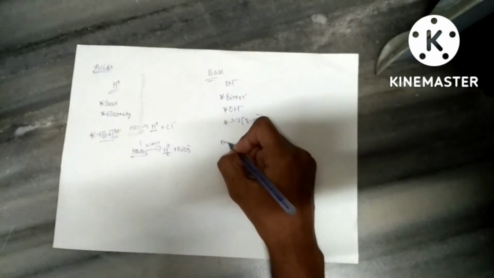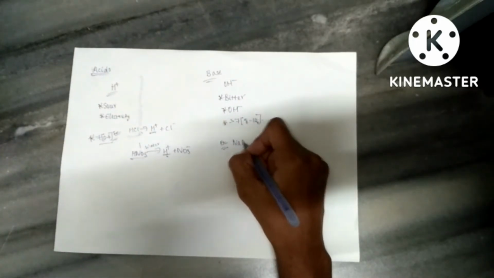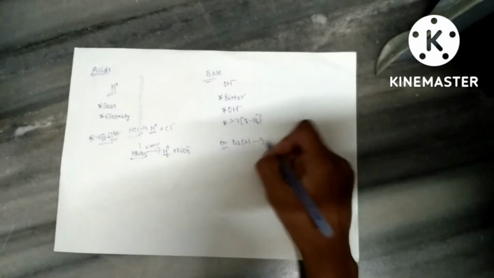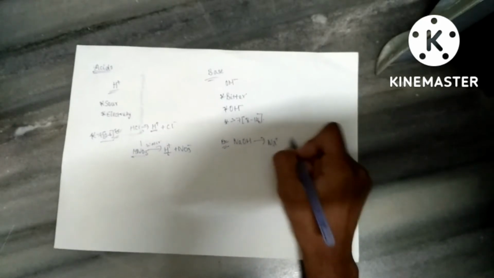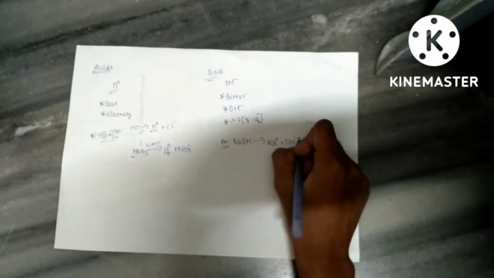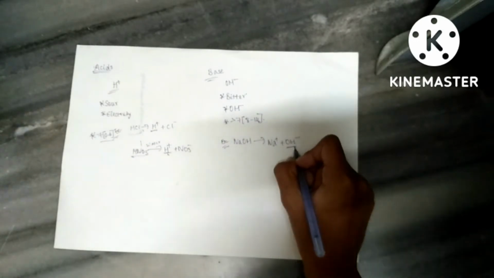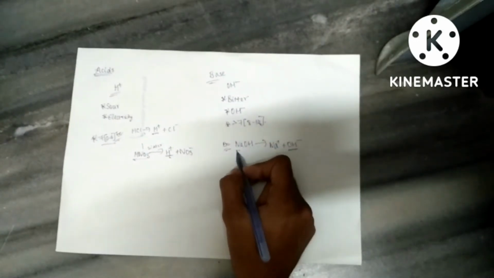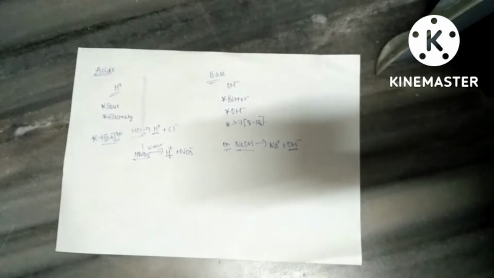Example for base is NaOH. When NaOH is dissolved in water, it produces Na plus and OH minus ions. As it is producing OH minus ions, NaOH is a base.